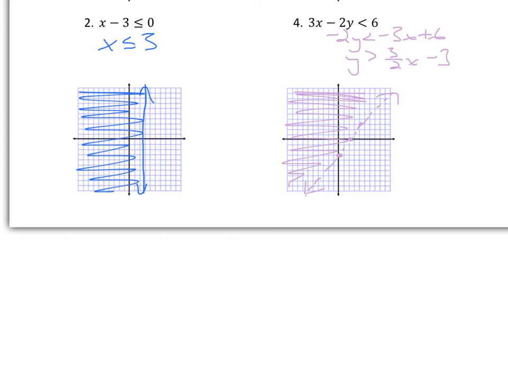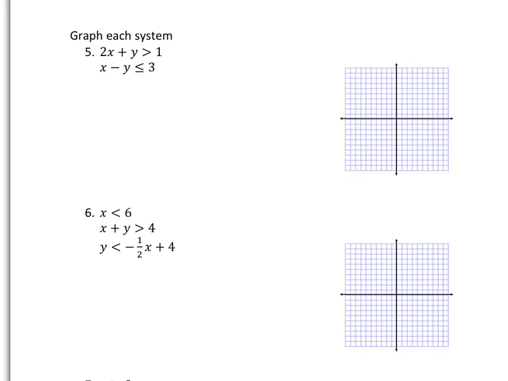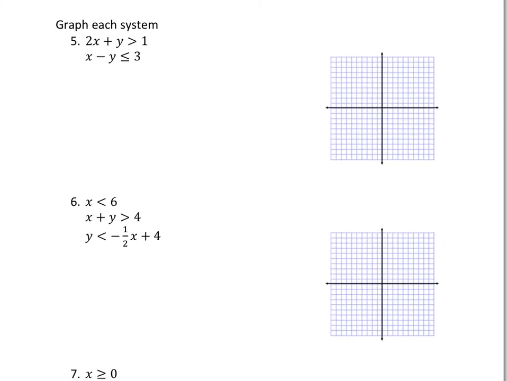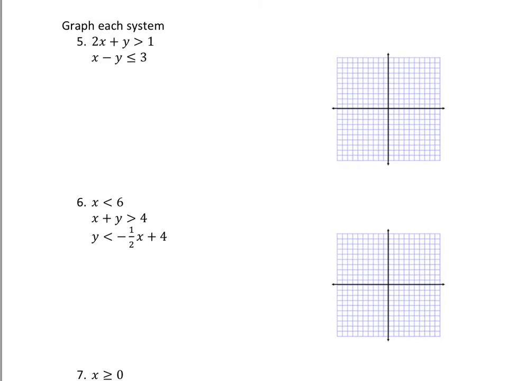Let's do some systems. So now we're just going to graph 2 things on the same plane. I'm going to stop saying the word thing. Okay, 2 lines, 2 inequalities on the same plane, right?